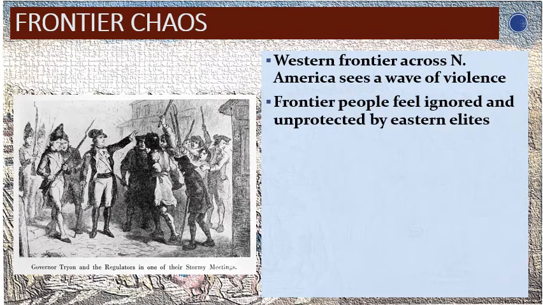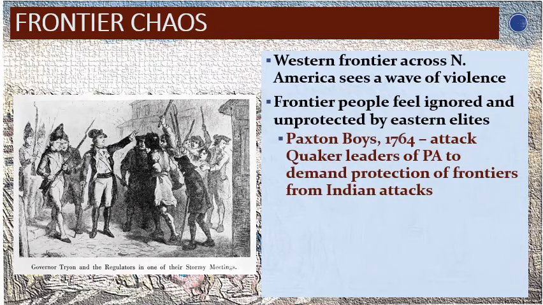Much of it is for the same reason that rebels took off in Bacon's Rebellion. They felt ignored by Eastern elites. They felt unprotected by the people who lived in the East. A good example of this would be the Paxton Boys, who in 1764 attack the Quaker leaders of Pennsylvania, demanding more protection from Indian attacks on the frontier. They demand that the Quakers spend more money on forts and defense for the West. They threatened to actually attack Philadelphia and burn it to the ground, but Benjamin Franklin manages to talk them out of it.